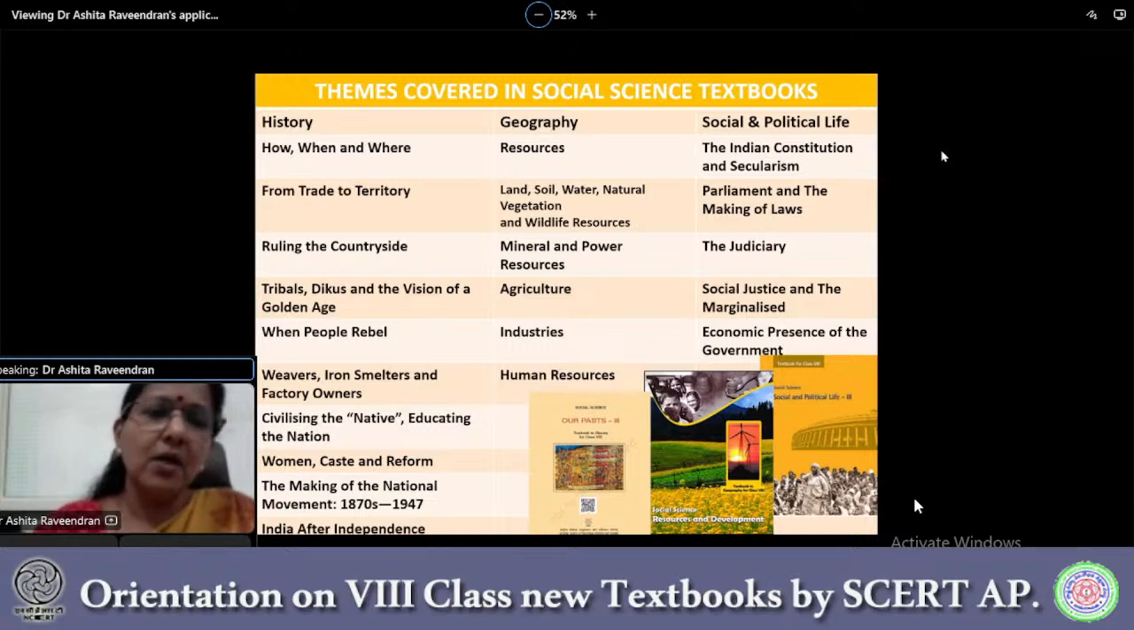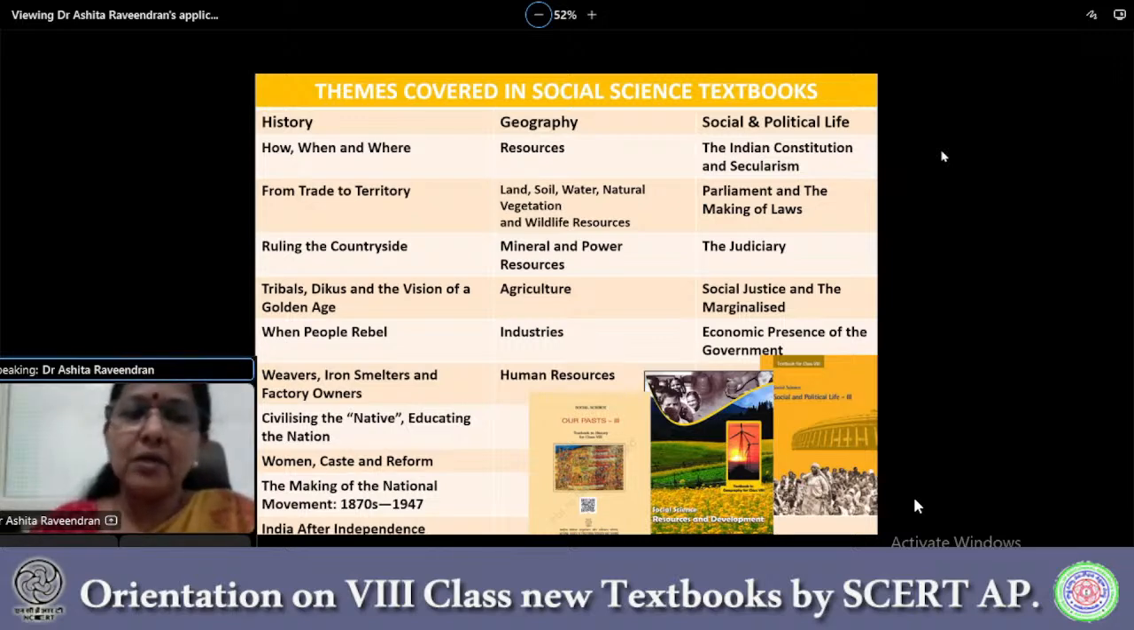Coming to the second chapter, we have From Trade to Territory. The East India Company came for trade. How did the company which came for trade colonize India, and how did it establish territory in India? This movement has been explained in the second chapter. So the political power was acquired and consolidated so that they built the colonial structures in India. This has been explained in the second chapter.